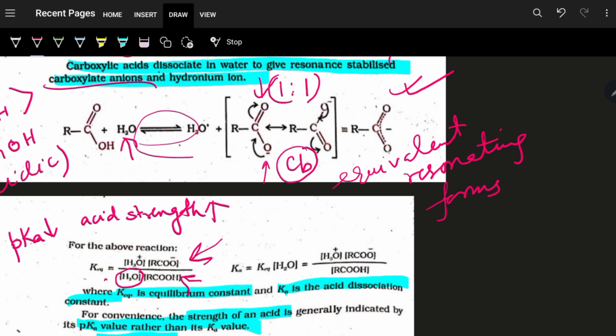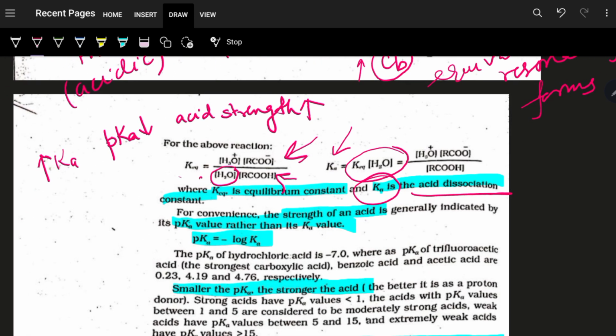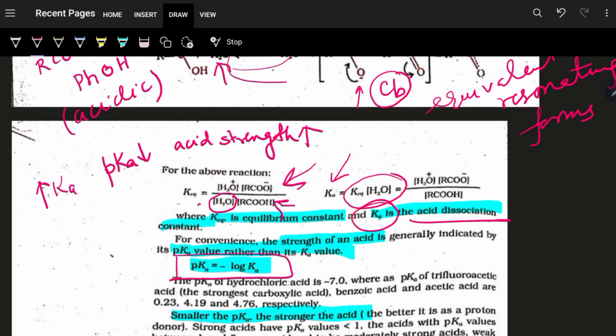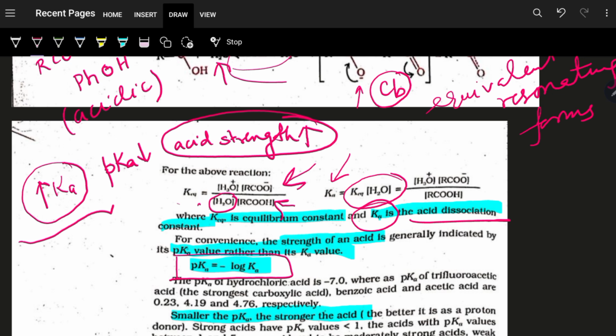You multiply that with the equilibrium constant and get the acid dissociation constant Ka. Now, how is pKa related to Ka? pKa is equal to negative logarithm of Ka. So, it has inverse relation with Ka. When the Ka value is more, strength of the acid is also more. And since Ka and pKa have inverse relation, a lower pKa value means a greater acid strength.